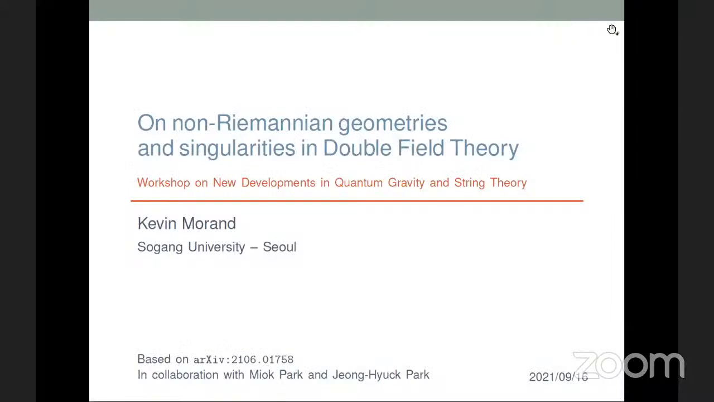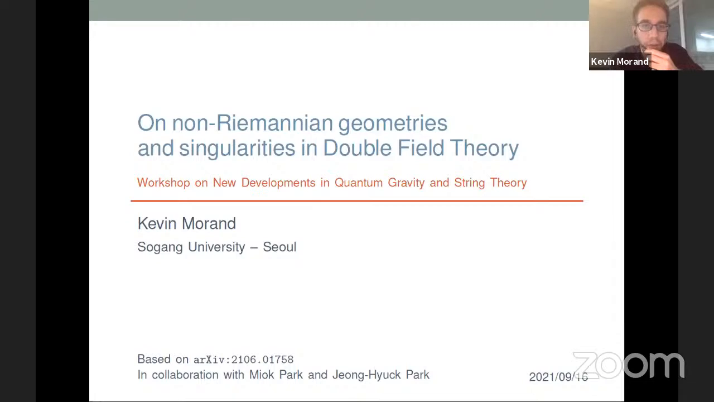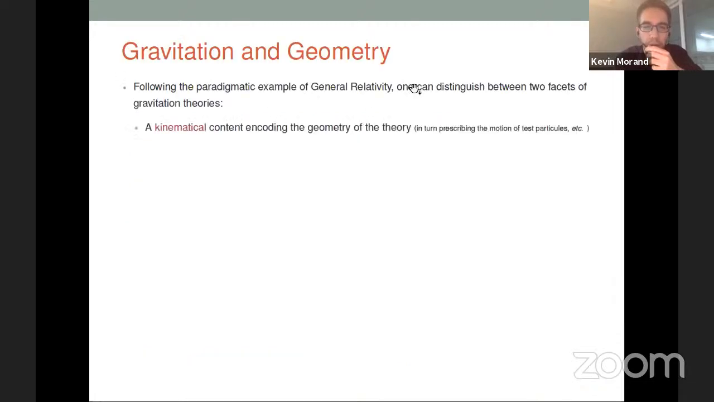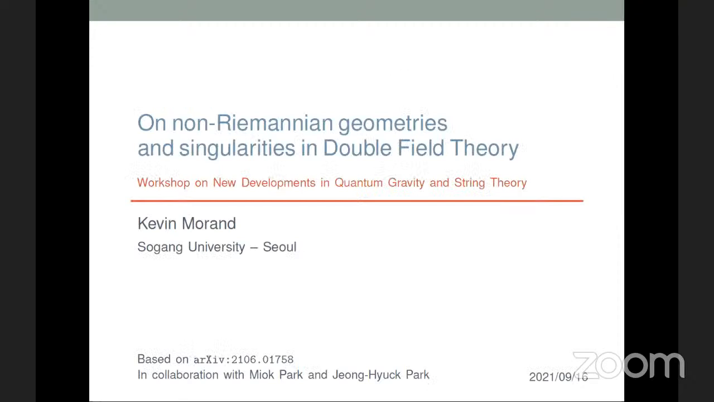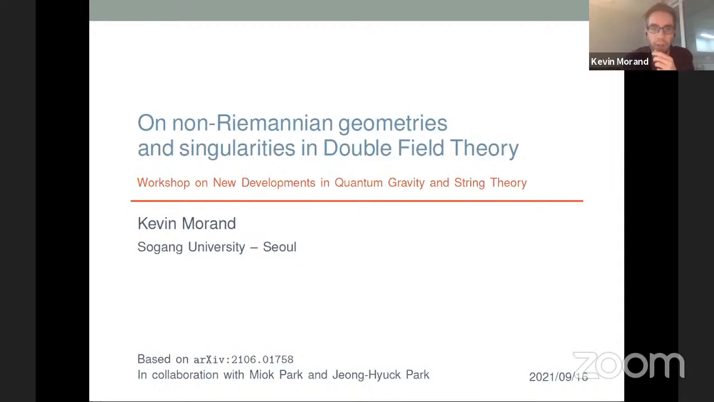Which is Kevin Morand, who will speak about non-Riemannian geometries and singularities in double field theory. We see your slides, Kevin. So you can see everything? Okay, good. And you can see my slides moving forward? You can start, 25 minutes plus questions. Perfect, thank you very much.